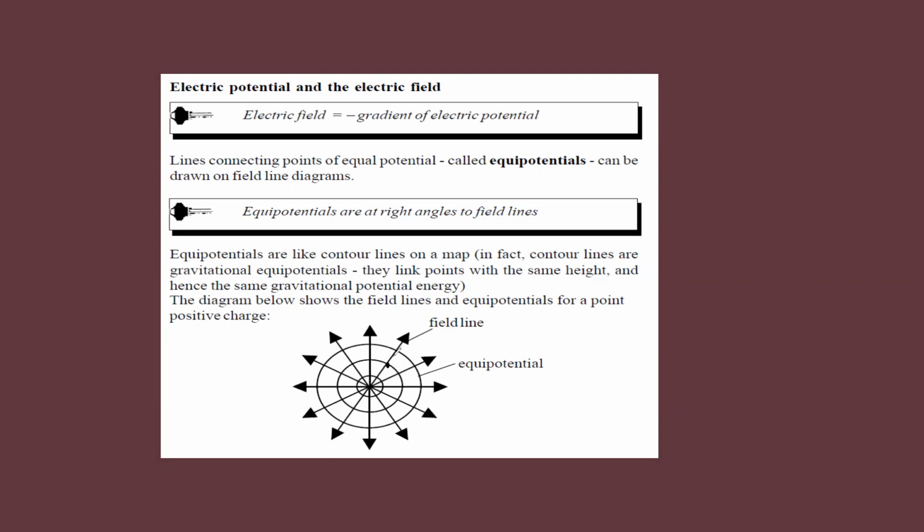This is surface 1, 2, 3. Moving from surface 1 to surface 2, if the work done is 30 joules, then moving from surface 2 to surface 3 is also the same. But you can see the distance between the equipotential surfaces is decreasing. What is the reason for that? If we are on surface 1 and we move to surface 2, we do work of 30 joules.